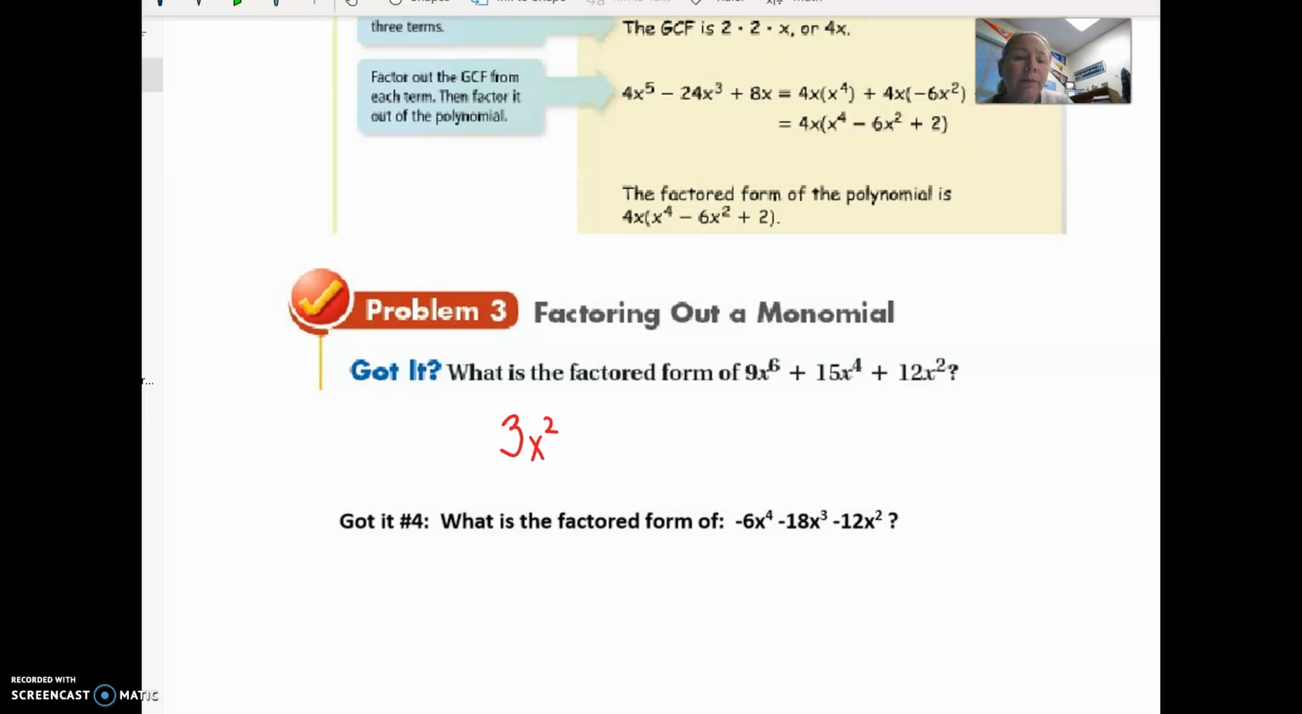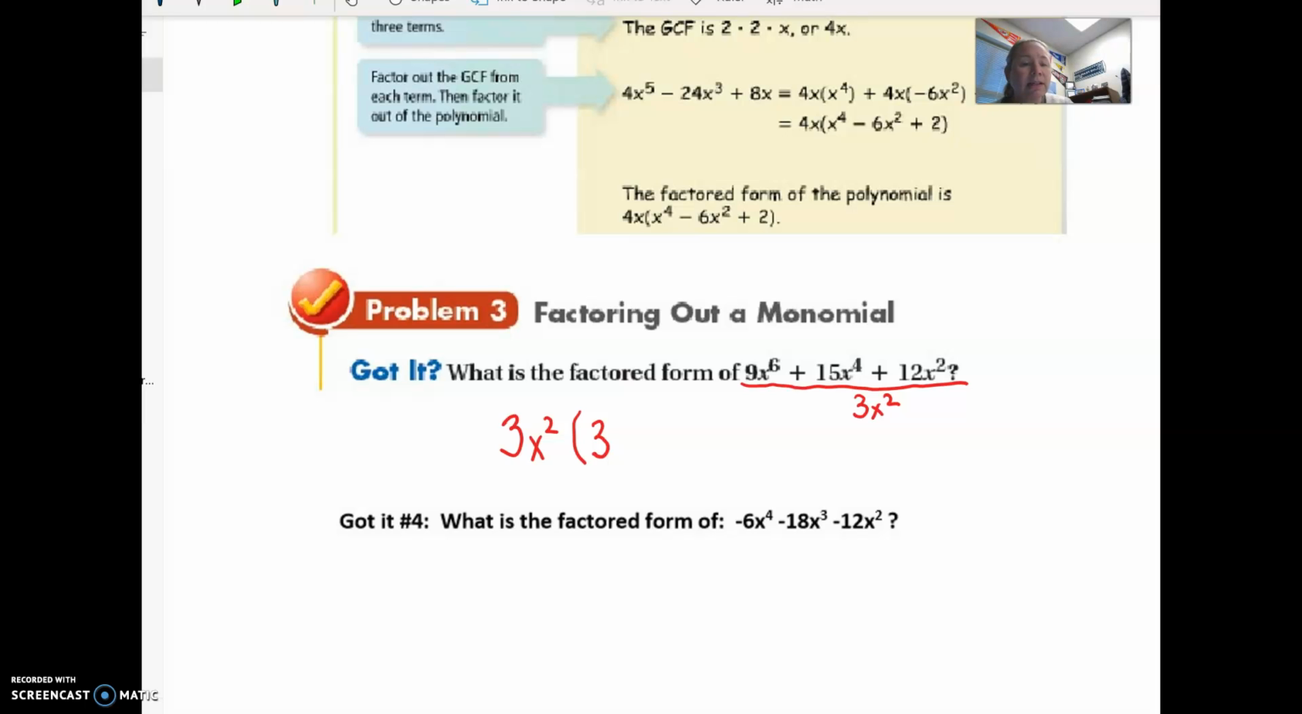I'm going to write that here. And then what I'm going to do is with each term, I'm going to take out a 3x squared. I'm going to divide it out from each term in the trinomial and write in parentheses what's left. So 9 divided by 3, 15 divided by 3, 12 divided by 3. So we're going to divide all those out first. And then remember, with the exponents, instead of adding, we'll subtract them. So I would subtract 2 from each exponent as well.